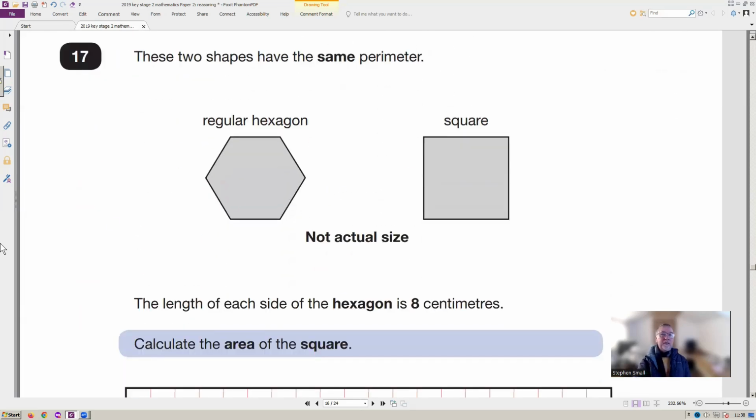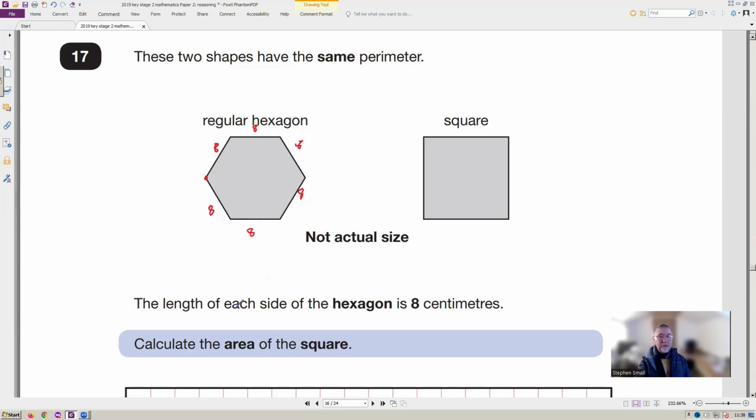These two shapes have the same perimeter. Well, perimeter is all the way around. So I always think, start from a point and go all the way around like this, yeah? The length of each side of the hexagon is 8 centimeters. So each one of these is 8. And, well, we've got 6 sides, haven't we, on a hexagon?